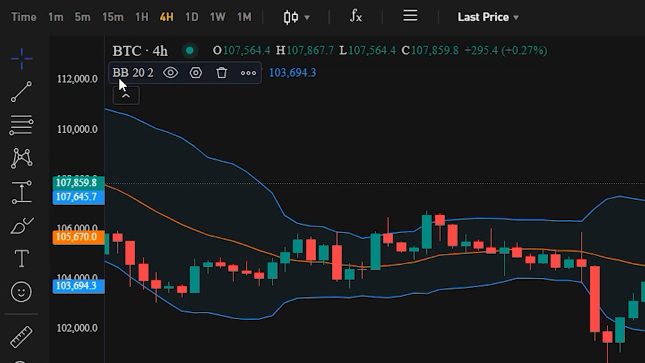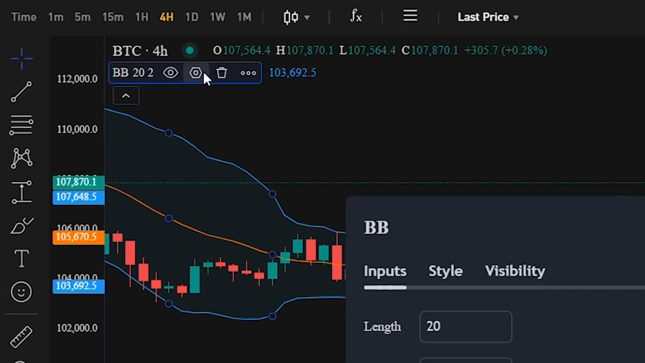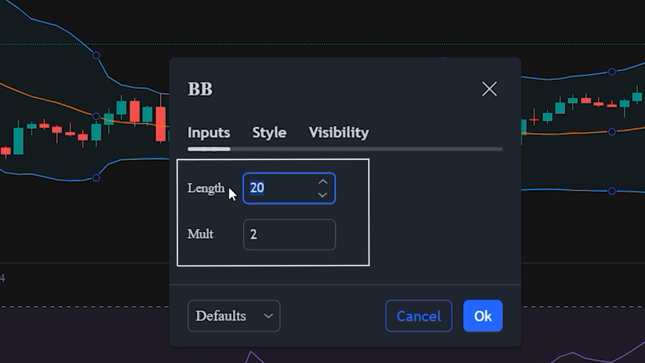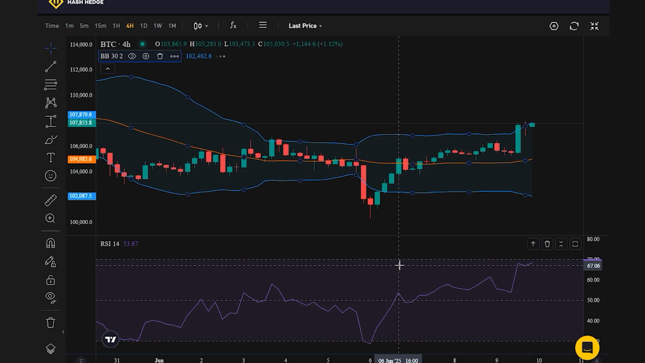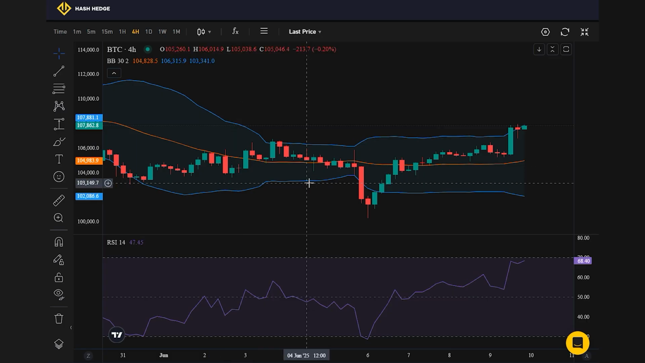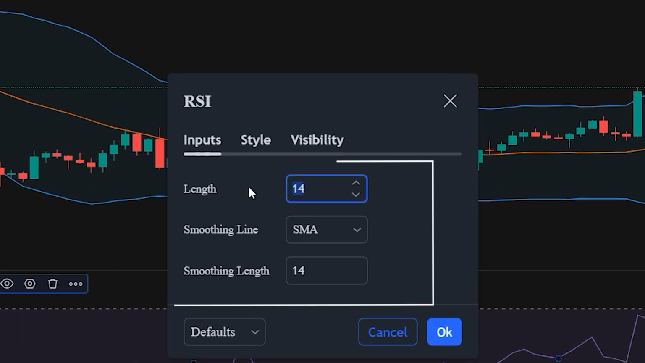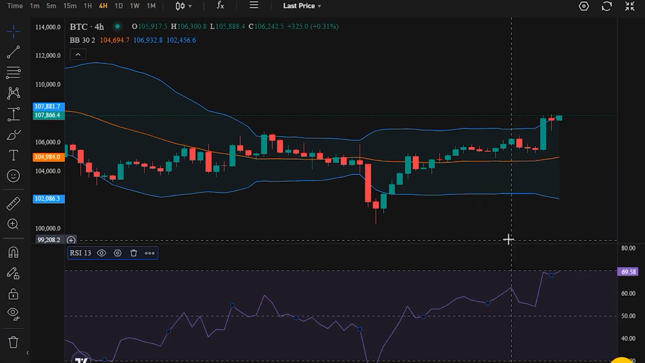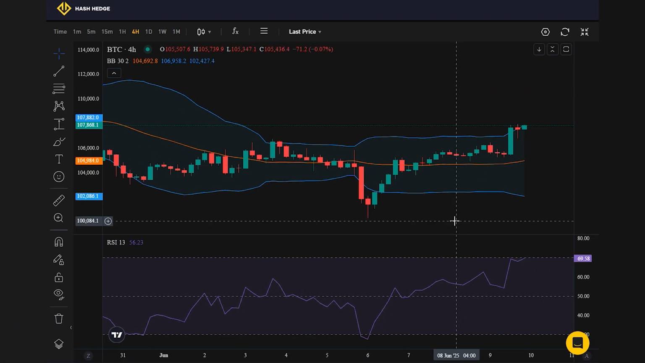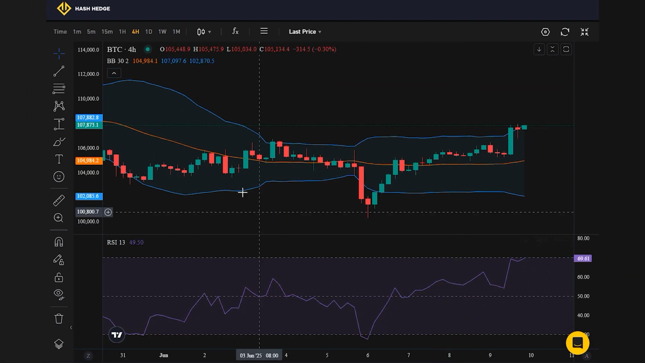Note that we need non-standard indicator settings. For Bollinger Bands, we set the period to 30. That is, we will count the average for 30 candles, and we leave the deviation at 2. Here's the rebuild now on 30 candle Bollinger Bands, and we need an RSI indicator with a period of 13 so that it counts the average of 13 candles. So the indicators are set. Now we can move on to the strategy signals.